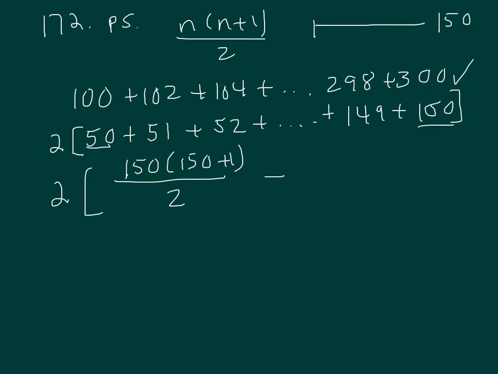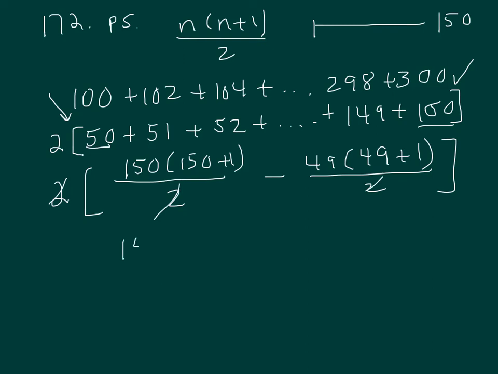So now I need to subtract off something. I need to subtract off the first 49 integers. I need to subtract off 1 through 49. So that would be 49 times 49 plus 1 over 2. Now if you multiply through by 2, these 2's cancel. So you're left with 150 times 151 minus 49 times 50.